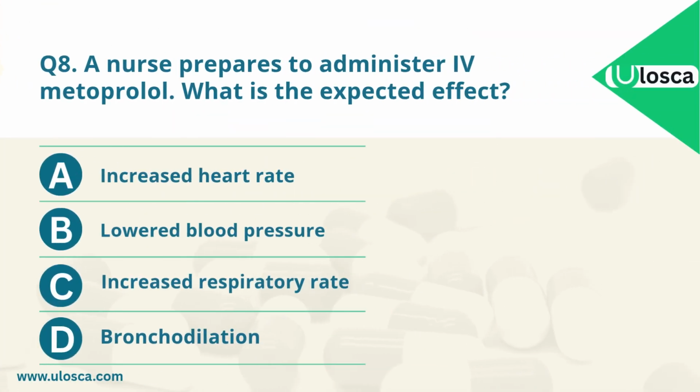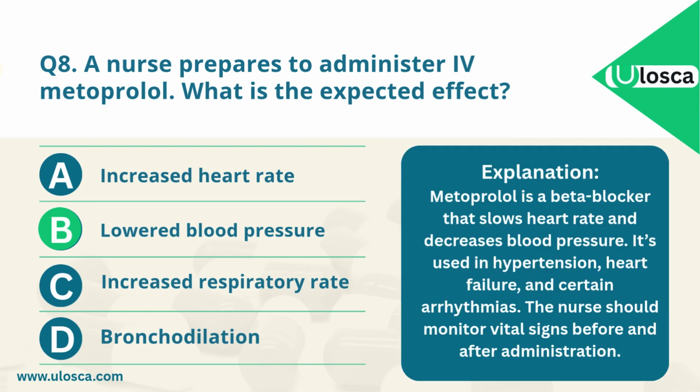The correct answer is B. Lowered blood pressure. Explanation. Metoprolol is a beta blocker that slows heart rate and decreases blood pressure. It's used in hypertension, heart failure, and certain arrhythmias. The nurse should monitor vital signs before and after administration.